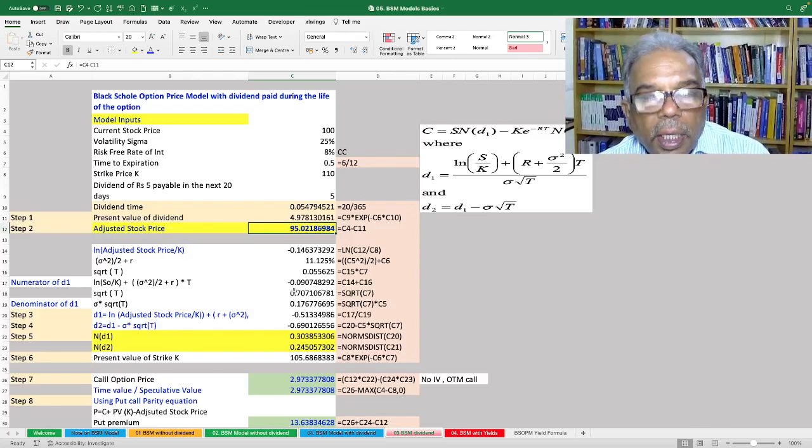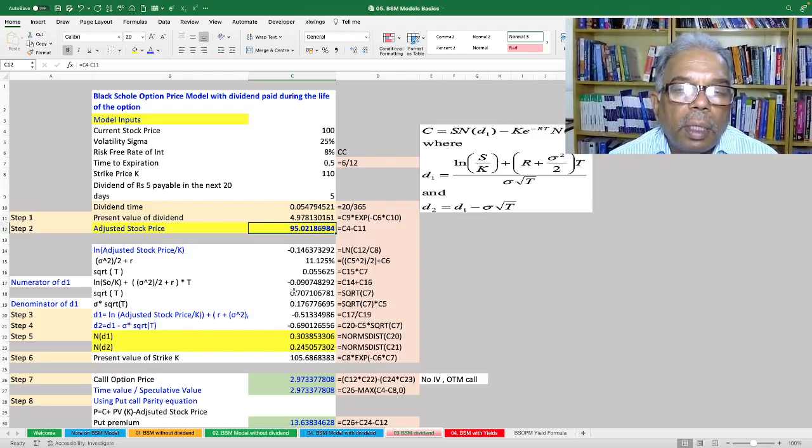Okay. In the next video, we will discuss how to calculate call option and put option prices using the Black-Scholes option pricing model when the yield of the underlying is given as a percentage. Then we will also discuss how to calculate implied volatility using the Black-Scholes option pricing model.